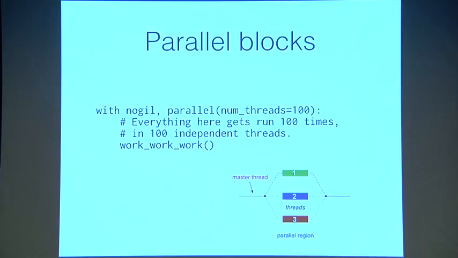Parallel blocks are basically just this. Going along, create some number of threads, split them off, do everything in parallel, and go on. So everything within the block is called independently, and depending on how many threads you say, that's how many times it's going to be done. Okay? You don't have to specify the number of threads. If you don't, it'll choose something reasonable like the number of cores you have. But then everything that happens here will be done in independent threads of computation multiple times. Okay?